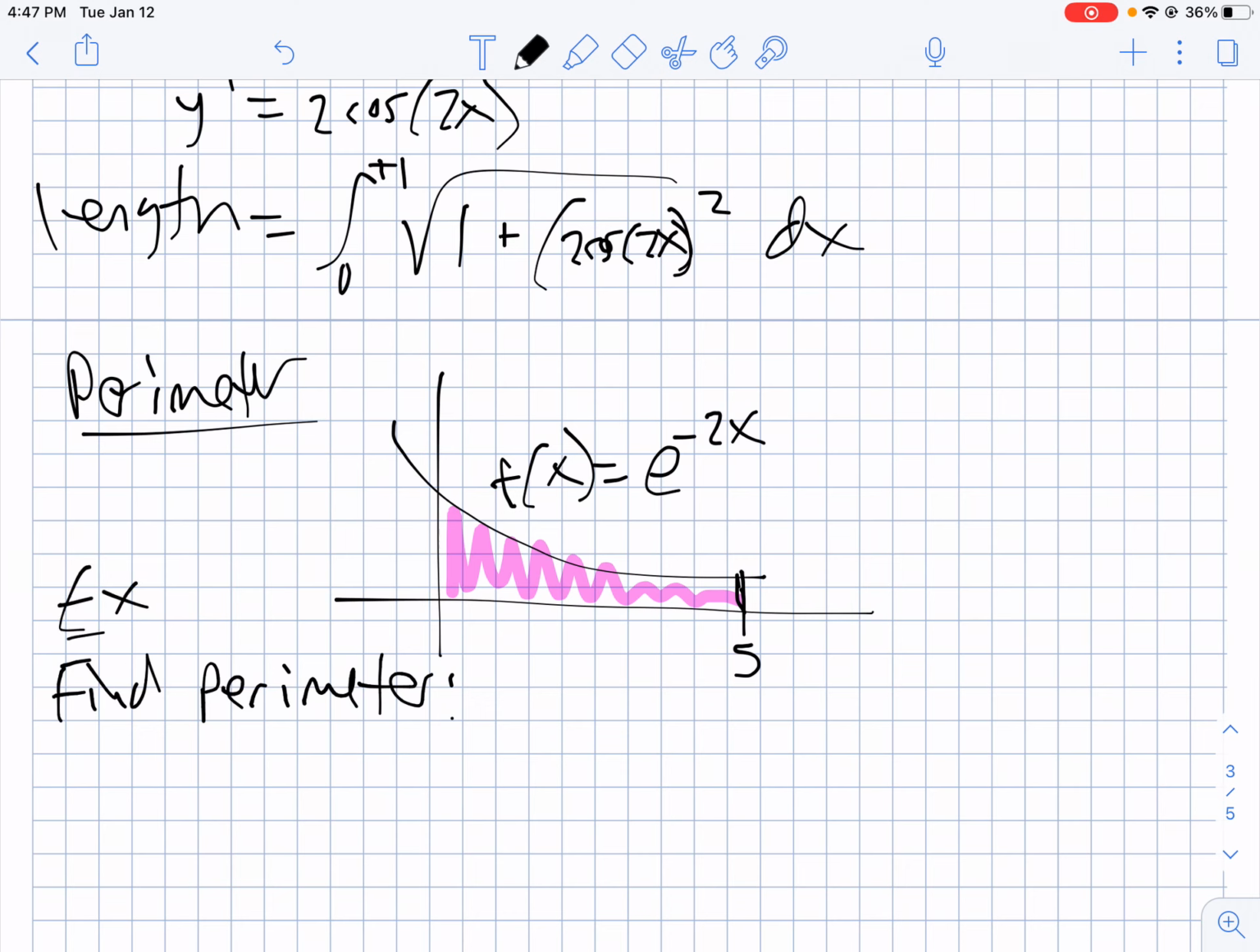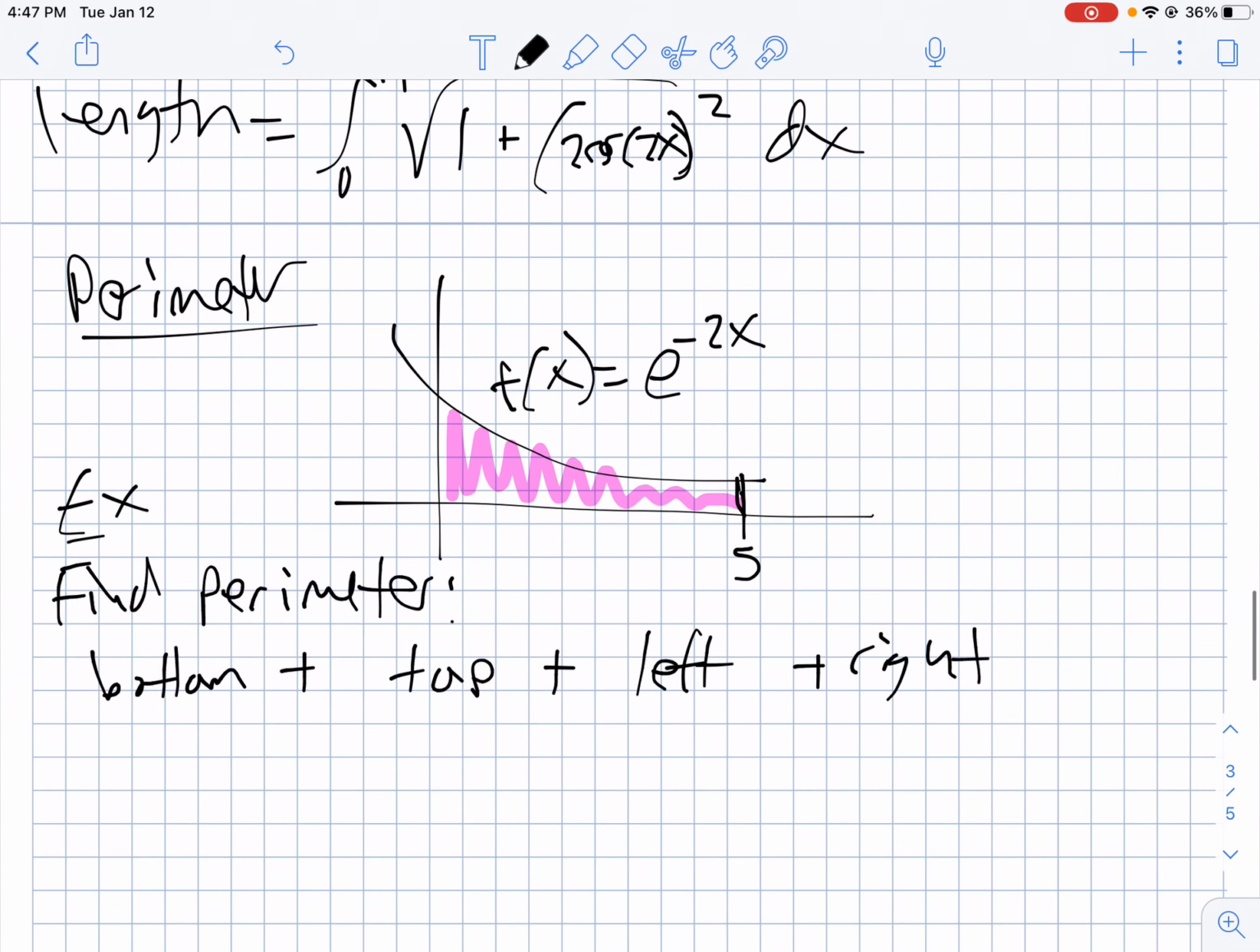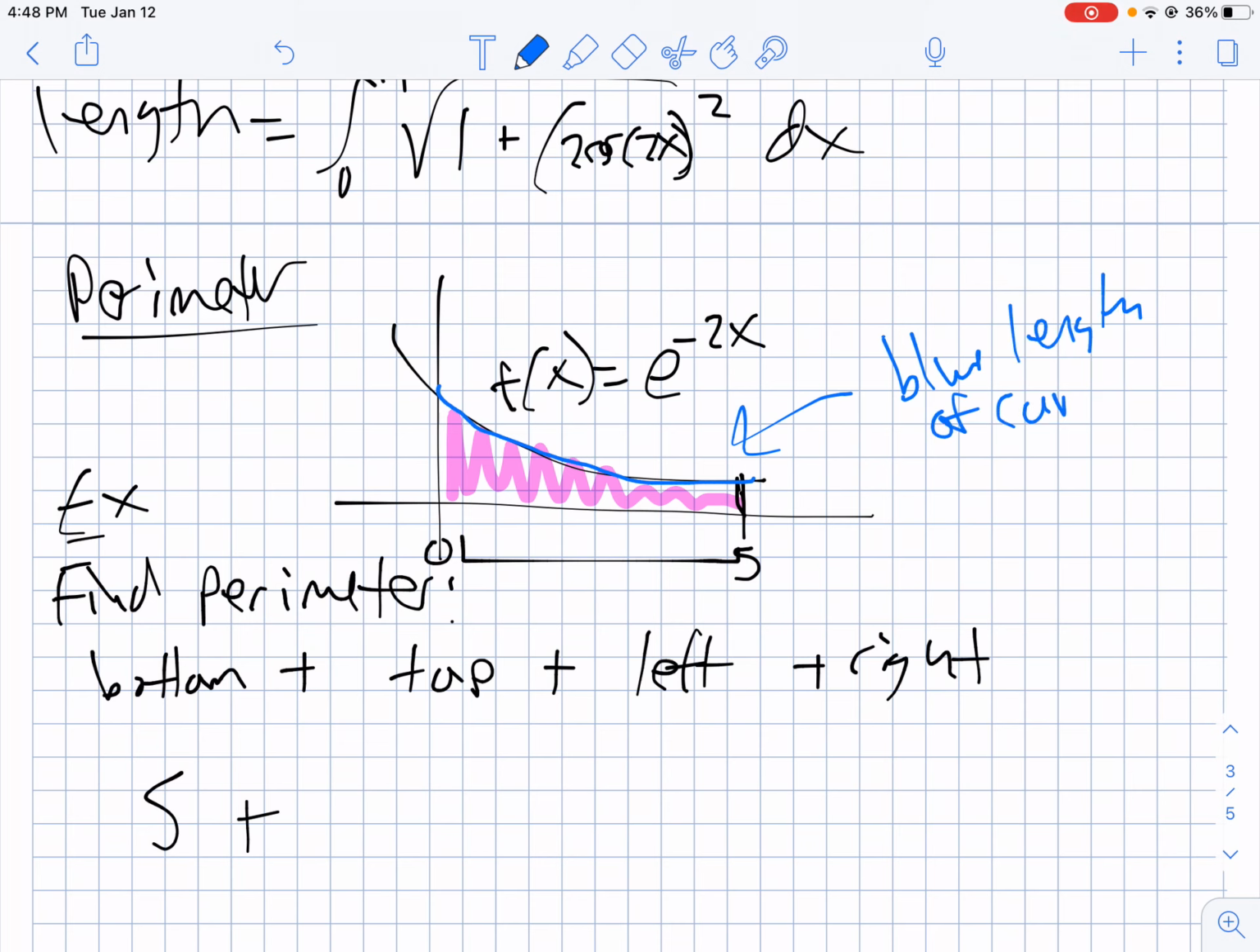In this case, to find the perimeter you do the bottom plus the top plus the left plus the right. You find the four sides and add them together. The bottom is incredibly easy: that's just 5, the distance from 0 to 5. What about the top? The curve along the top, that blue length, is the length of the curve for this function right here.